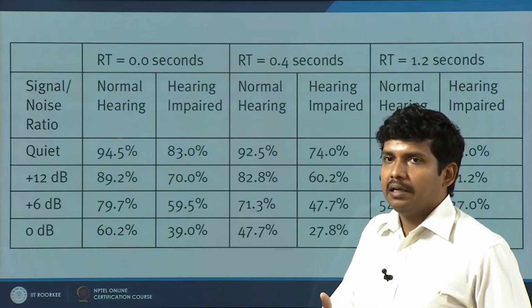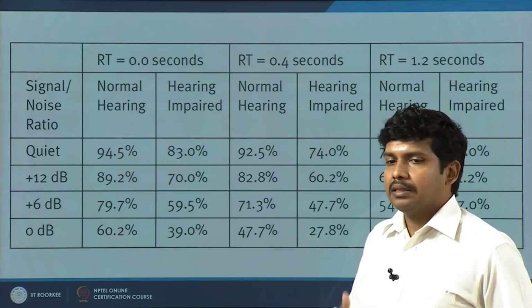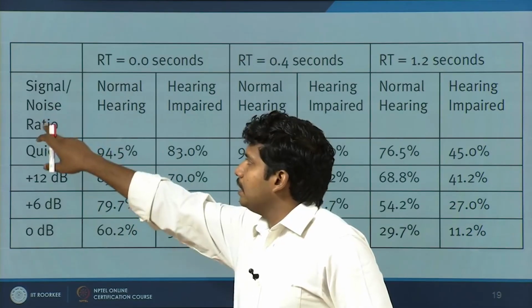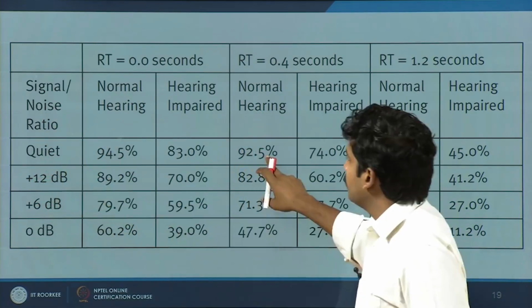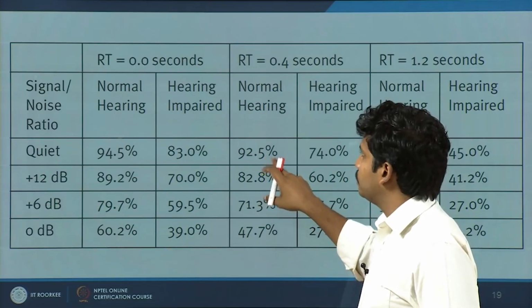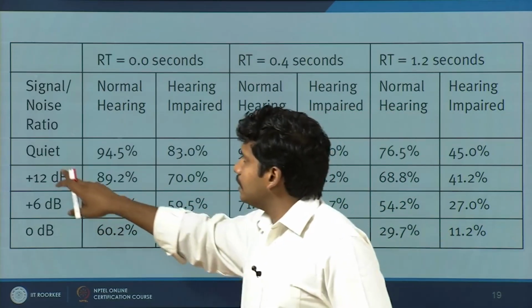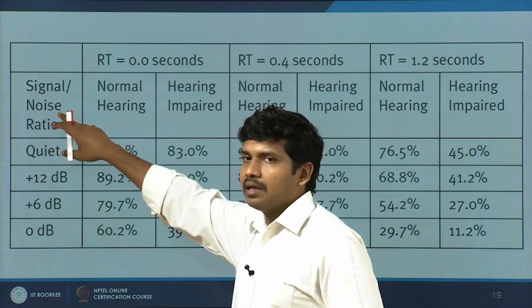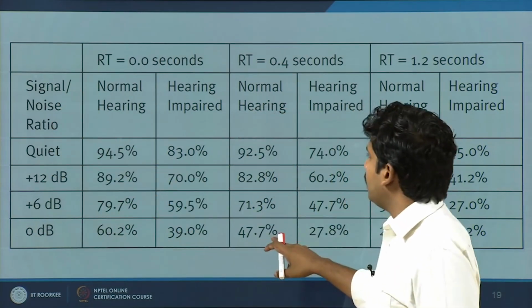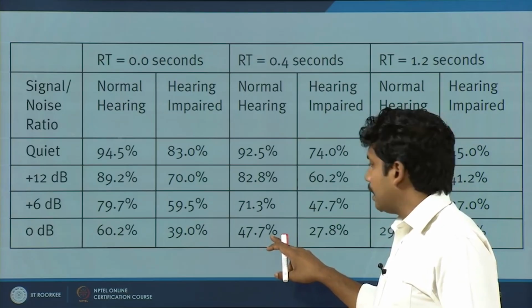If I am lecturing, how much percentage of my communication is understood? When the signal to noise ratio is quiet, that is, the signal is very strong, 92.5% can be understood for a normal hearing capacity person. As the signal to noise ratio reduces, 0 dB means noise is almost equal to the signal, only 47%, or less than 50%, can be understood.